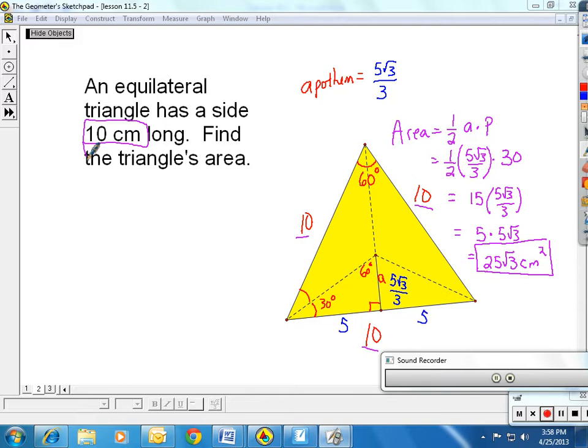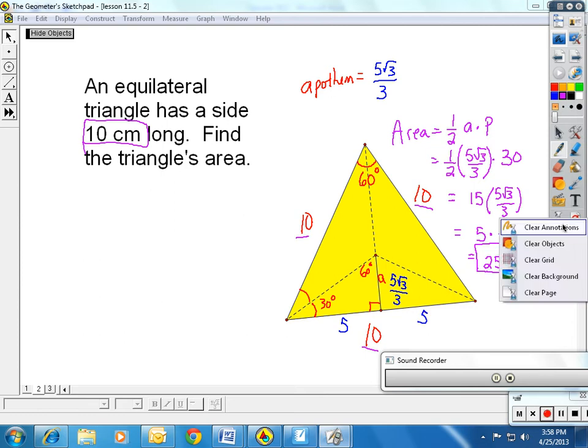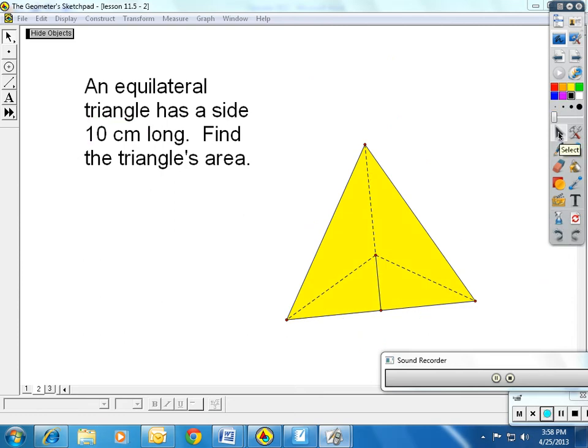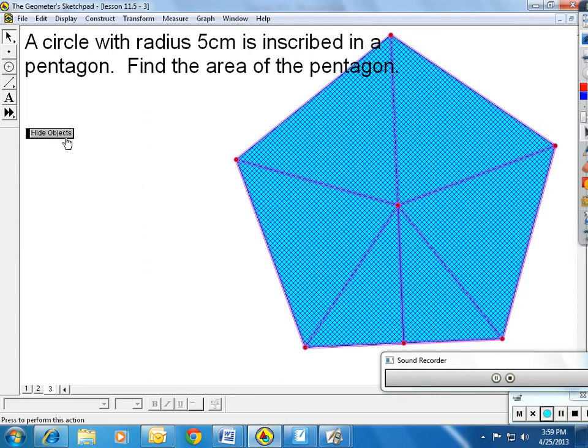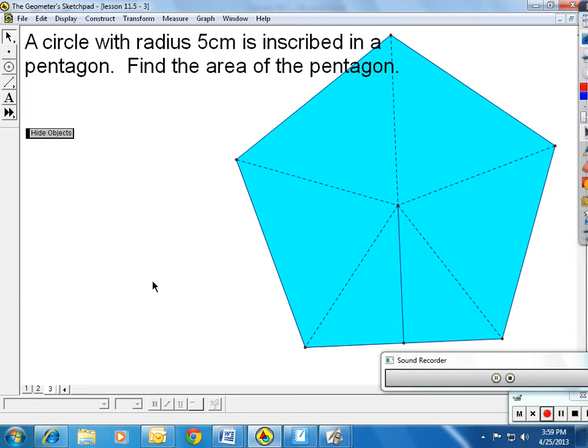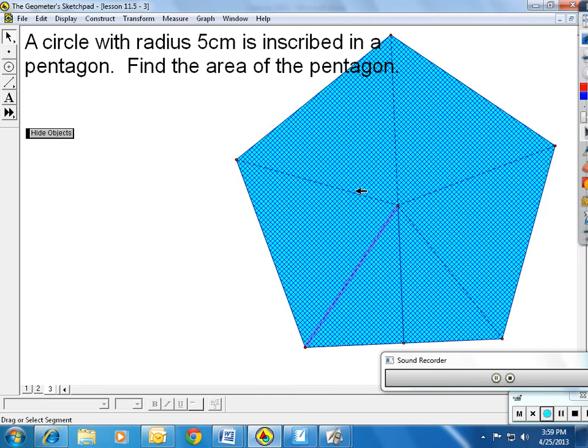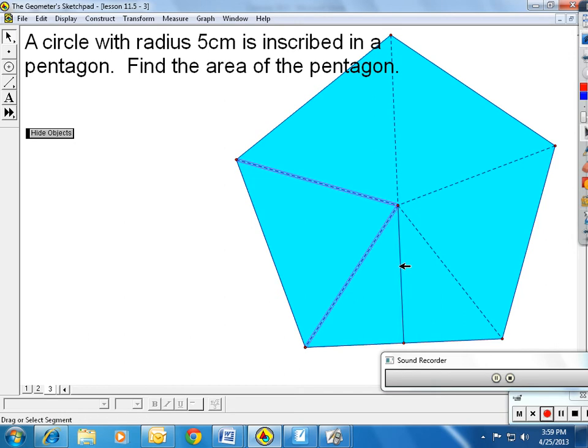Let's take a look at another example, a little bit more difficult. A circle with radius 5 centimeters is inscribed in a pentagon. Find the area of the pentagon. So here's my pentagon. I've penciled in my radii and my apothem. Apothem is there. Let's go ahead and put the circle in there. It is inscribed. So if it's inscribed, that means it's inside, not outside. That's circumscribed. This is circumscribed. This is inscribed. Okay, so there's my circle.